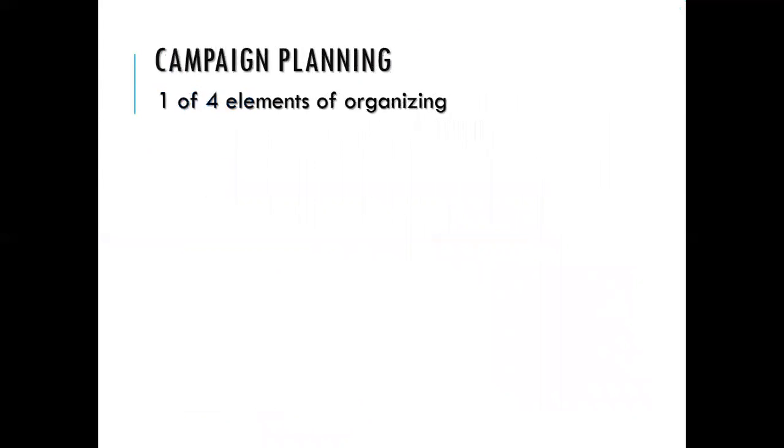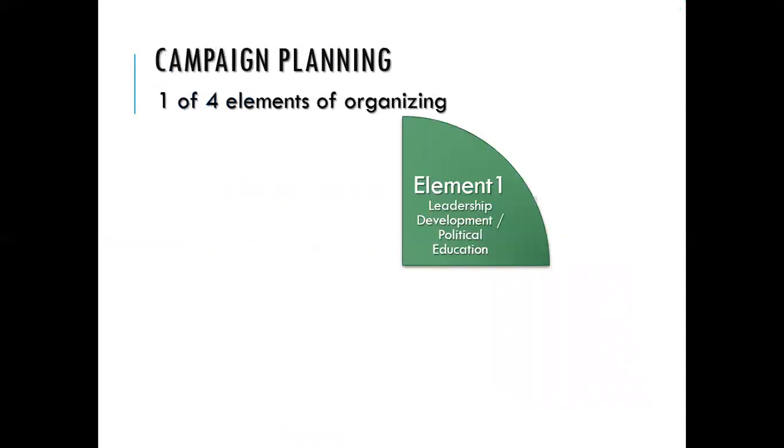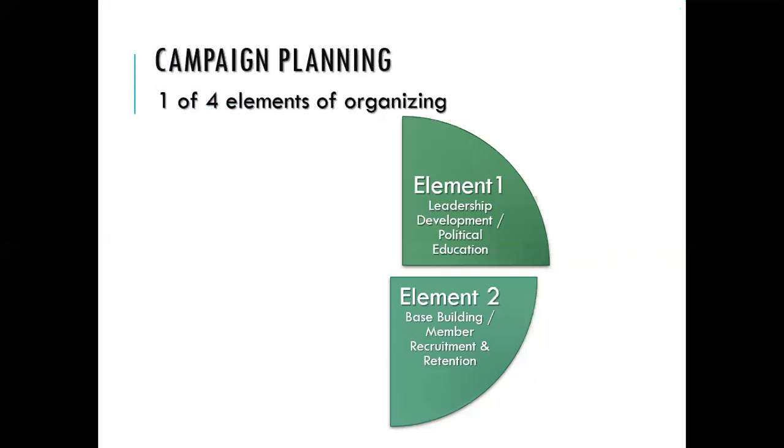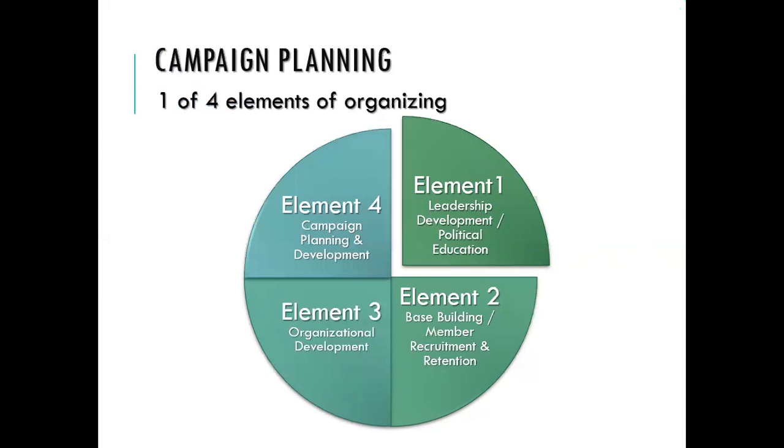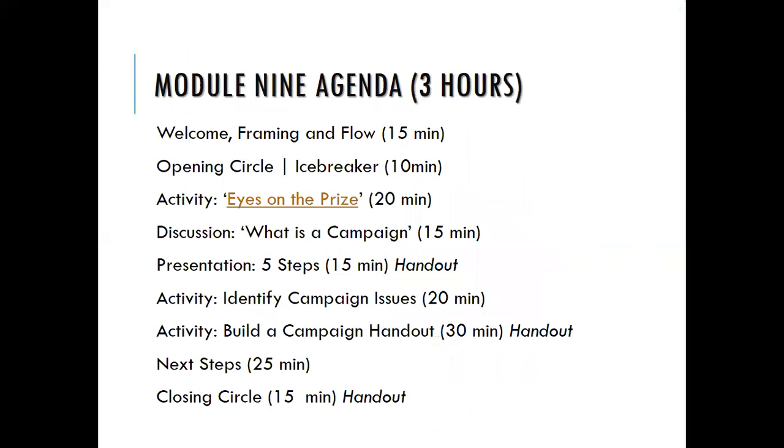So campaign planning is really one of four elements of organizing. Element 1 is around education. Element 2 is about gathering your crowd. Element 3 is around creating a strong organization that has credibility so that when we create these campaigns, they will be effective and successful. The module agenda for this session is 3 hours.